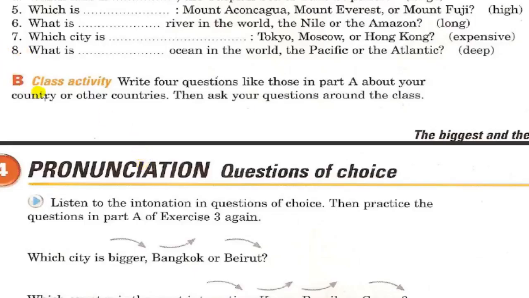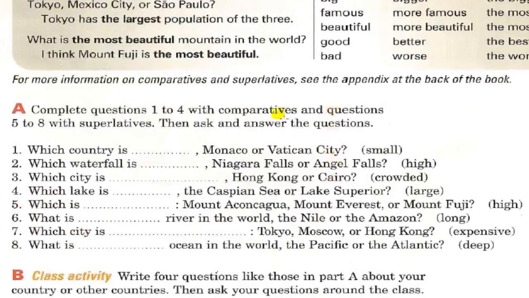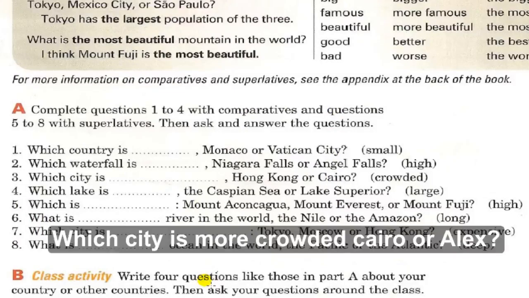B, class activity. Write 4 questions like those in part A about your country or other countries, then ask your questions around the class. So in number B here, you make a question about your country, about Egypt, Saudi Arabia, Kuwait, United Arab Emirates. Example, if you said, which city is more crowded, Cairo or Alex? Cairo is more crowded than Alex.